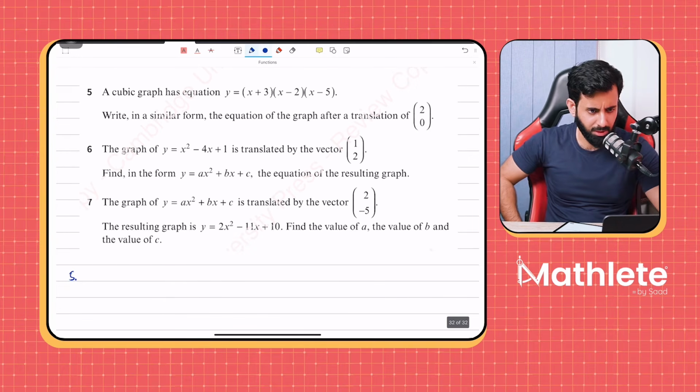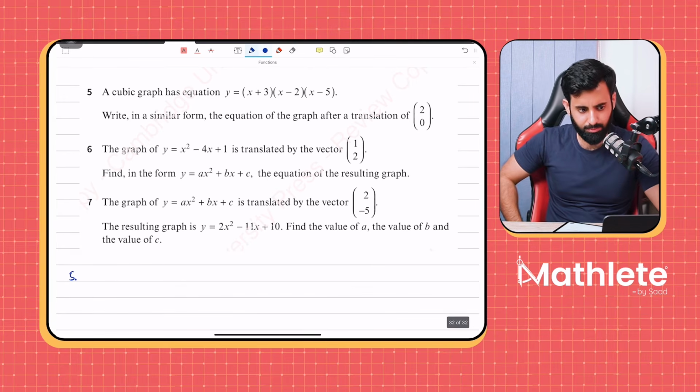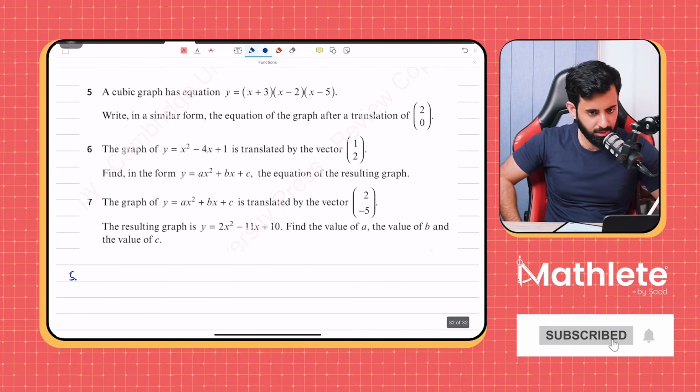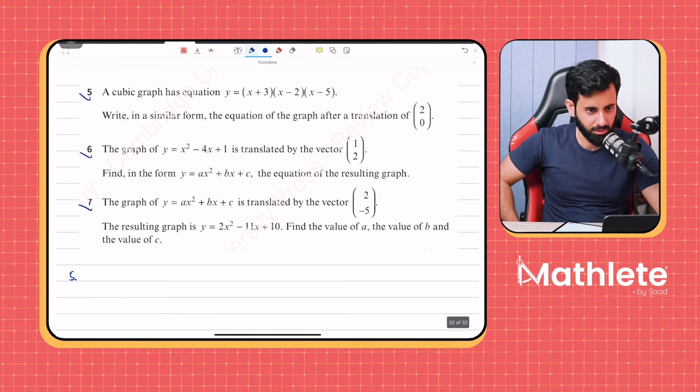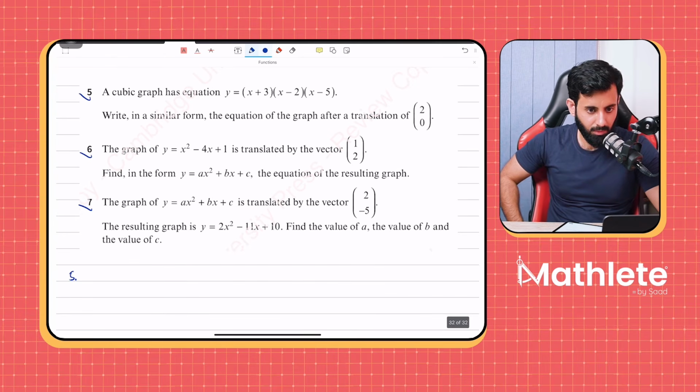I'll give you guys 2 minutes because this requires a bit of simplification. So go ahead, tell me the final answer of this part. And then, you know what? I'll give you guys 5 minutes. I want you guys to do these three questions. Take your time, take 5 minutes, do these 3 questions.